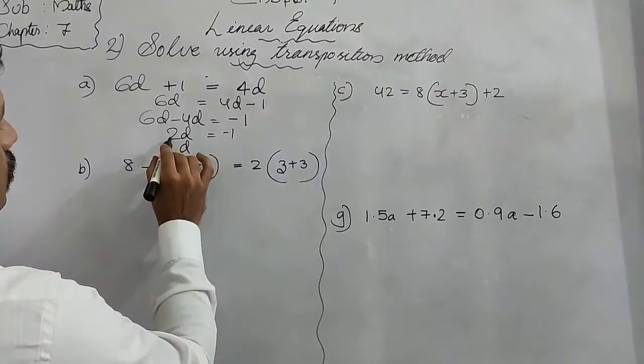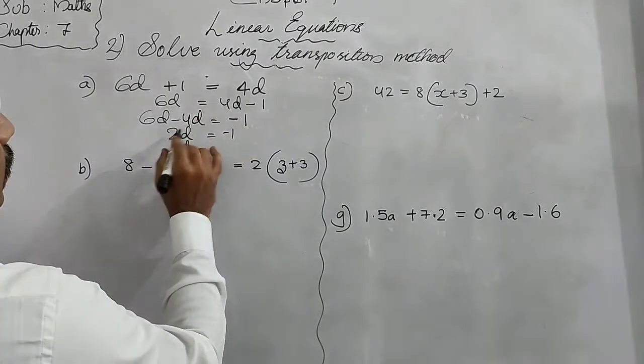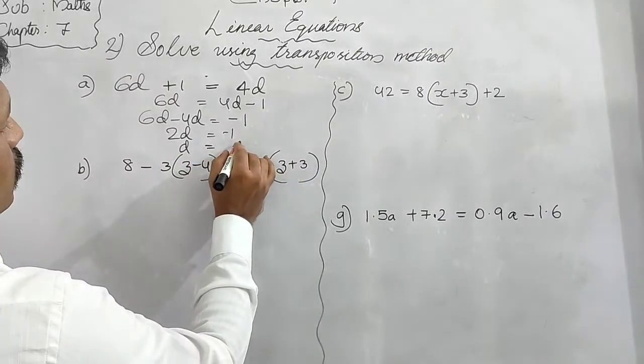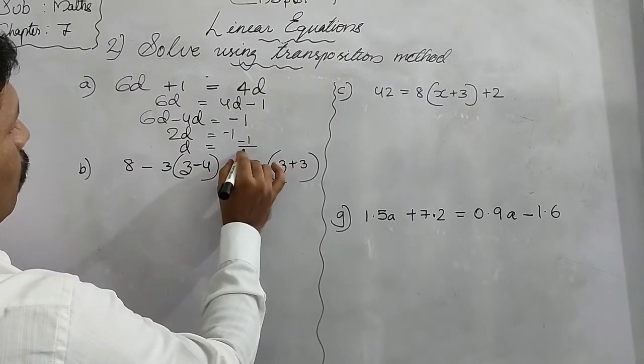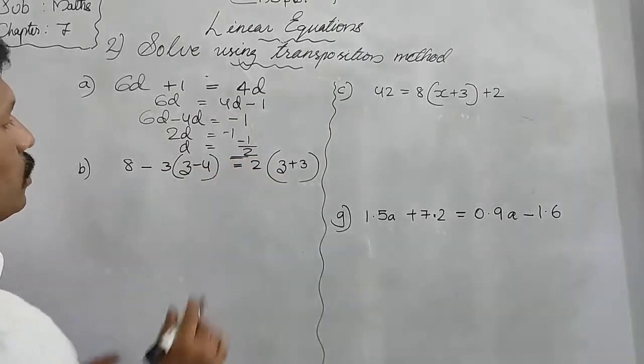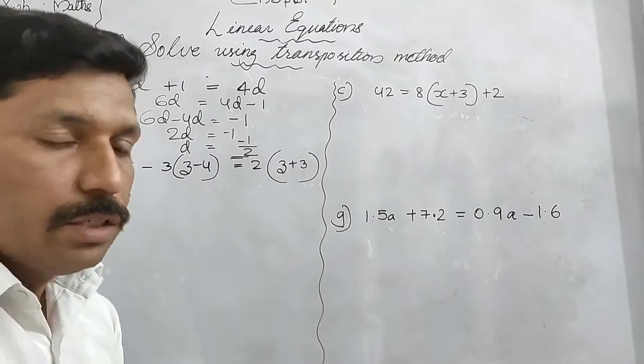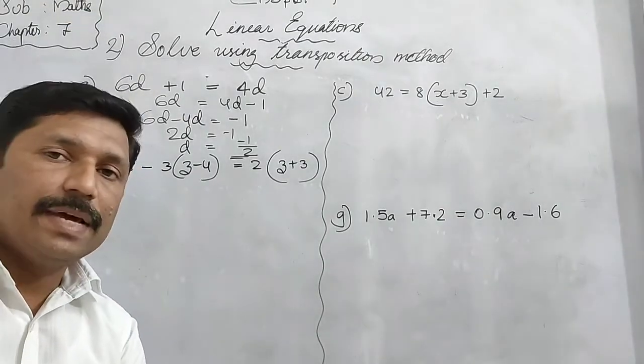Therefore, D is equal to, this 2 I have shifted from here. Here it is multiplication, that changes to division. Therefore, it is negative 1 upon 2. So, D is equal to negative 1 upon 2. I think students, you understood. It is very simple.